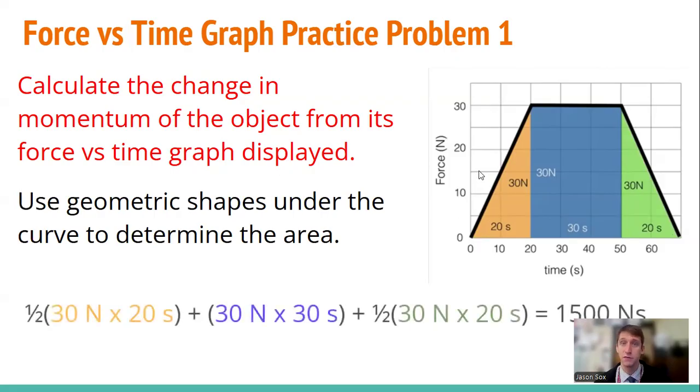If we wanted to solve for the change in momentum, remember that is synonymous with impulse, we could just take a look at solving for the total areas under the curve. We talked about how all of these are in the positive domain above zero. Remember that triangles need the 1/2 base times height and rectangles don't. But we could sum that up and we have 1,500.